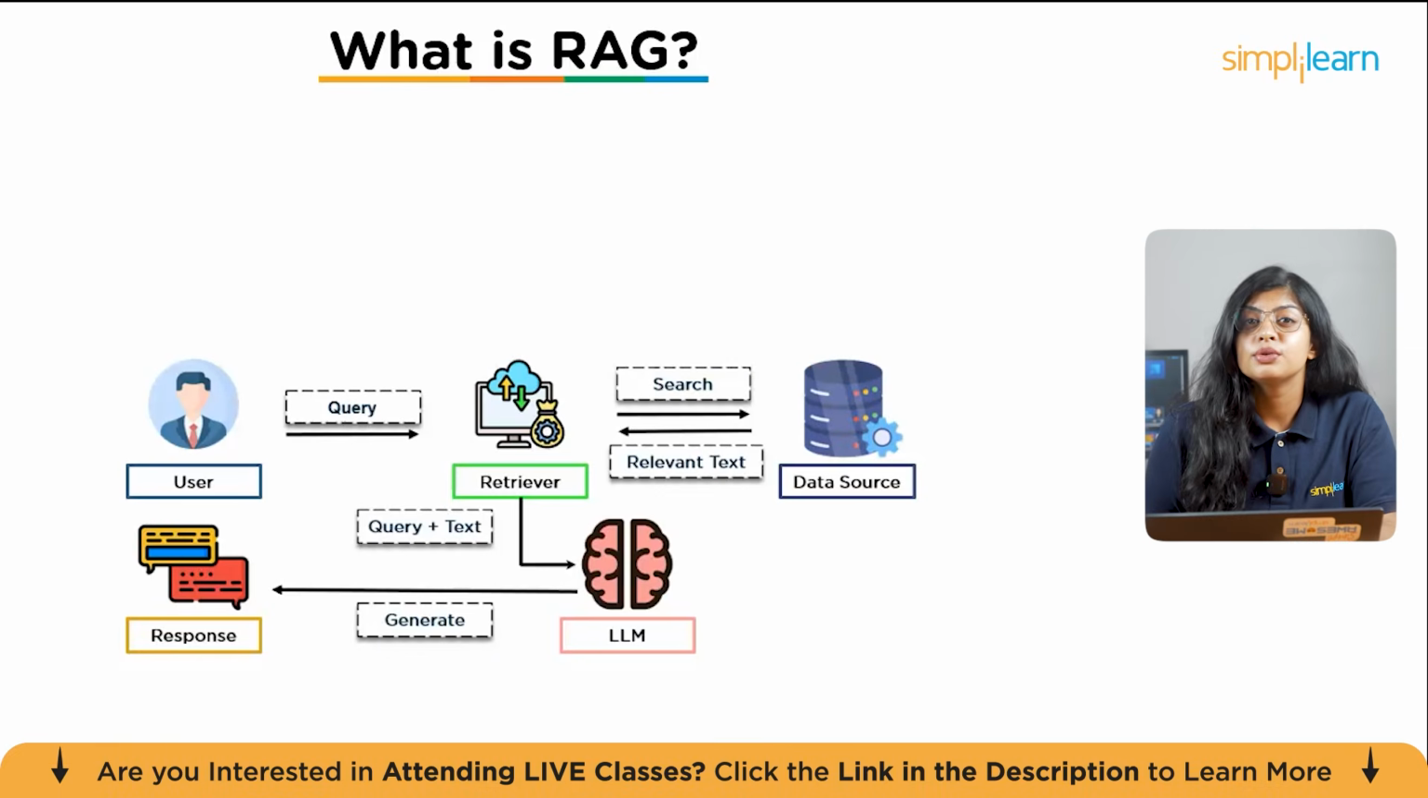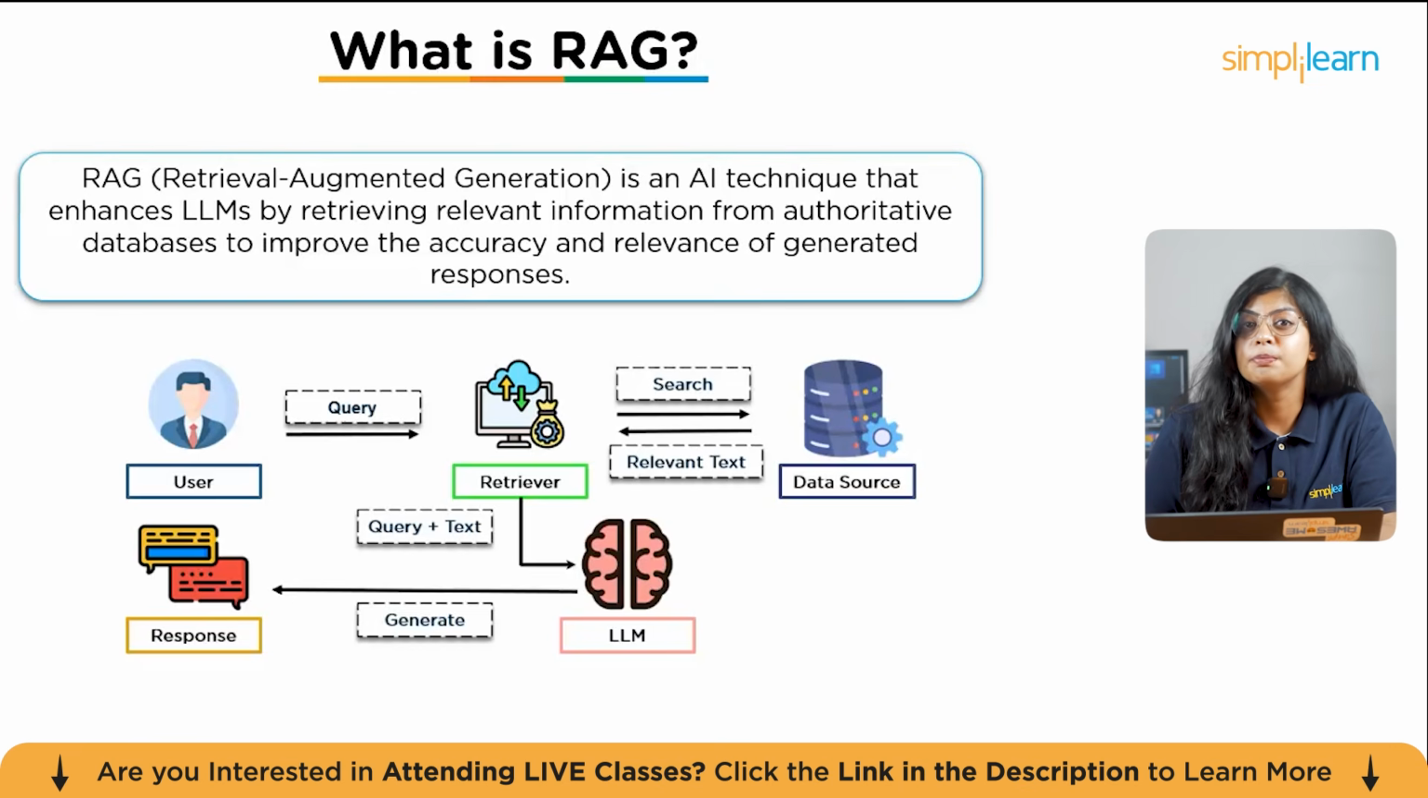Before we go into the technical details, let me first explain the idea behind RAG. RAG stands for Retrieval-Augmented Generation. In simple words, it means the model does not answer immediately. Firstly, it retrieves relevant information and then it generates an answer.